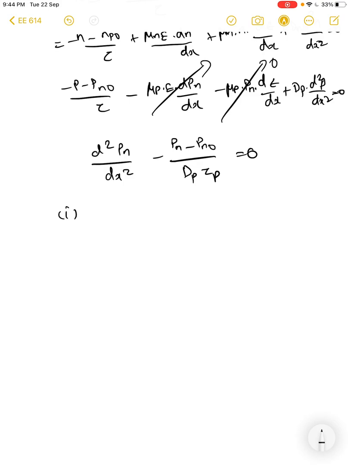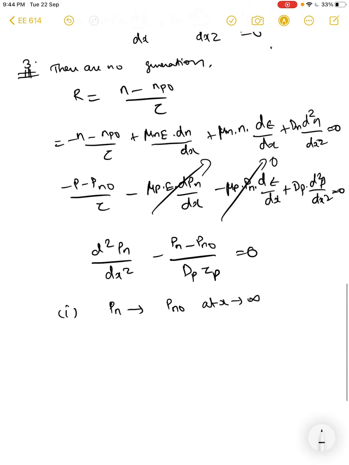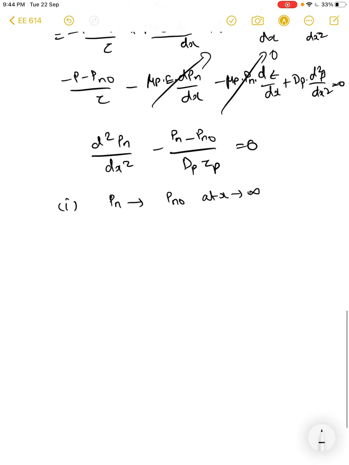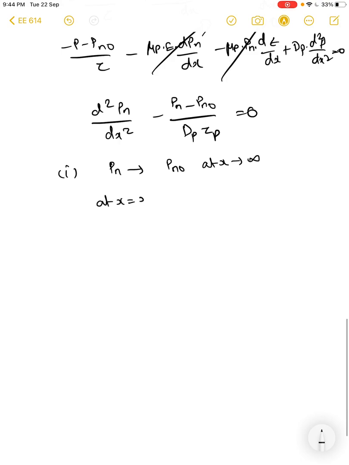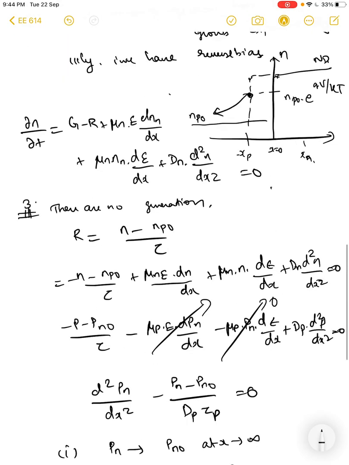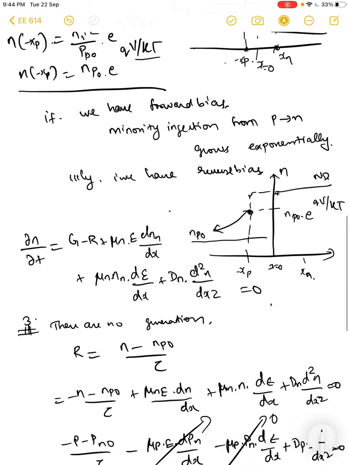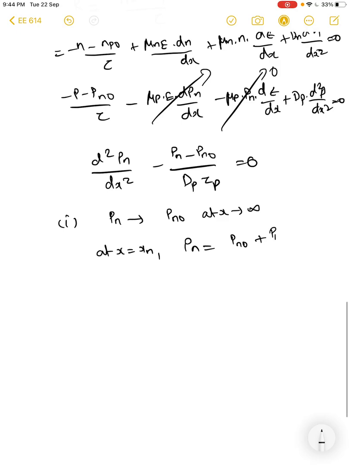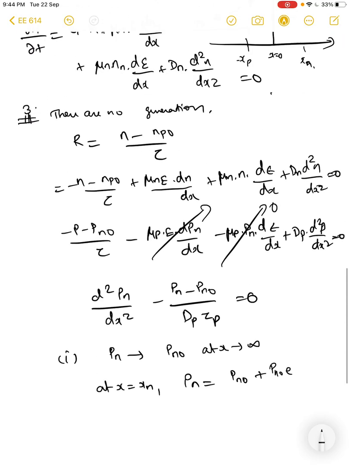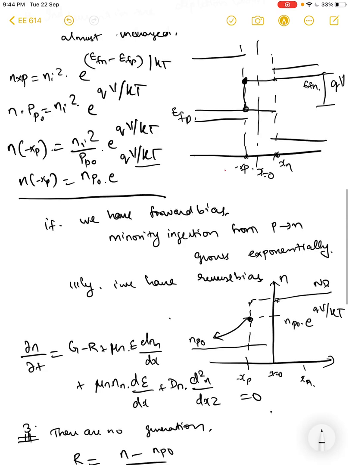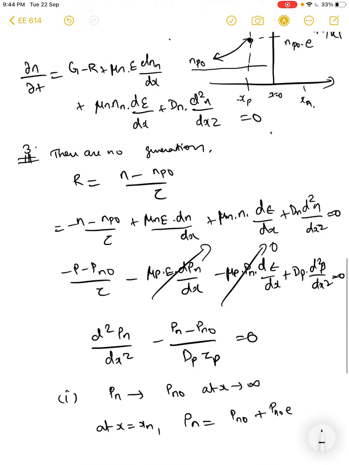The first boundary condition being pn tends to pn naught at x tending to infinity, of course, right? So at the far end it has to go to the equilibrium concentration. The second thing is at x is equal to xn, we know this pn is actually pn naught, the equilibrium concentration, plus the expression that we have here. This is pn naught e power qV by kT.